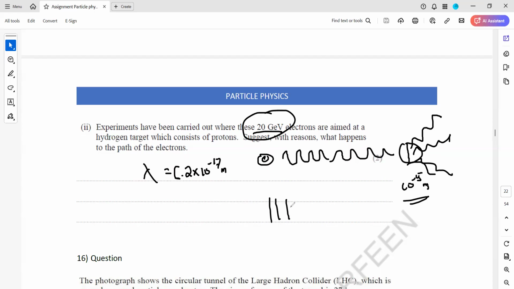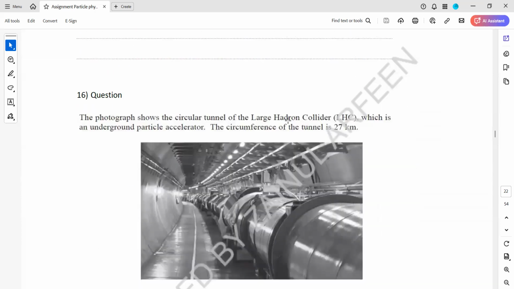If I draw the wave fronts, these are the wave fronts, and this is a gap, the dimension of the nucleus. When it passes through the gap, it will spread or diffract. So how do we score 2 marks here? We'll mention the electron is behaving like a wave, because the gap size is approximately equal to the wavelength associated with the electron moving at this relativistic speed, so it will diffract. Is it clear? So a particle can behave like a wave, and a wave can behave like a particle.